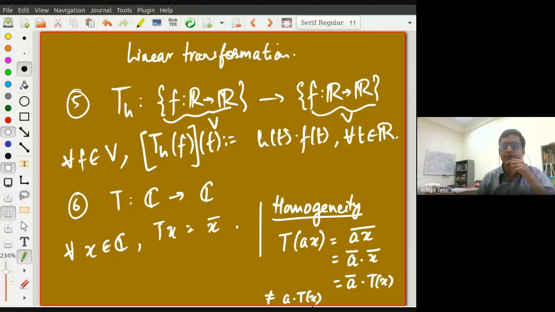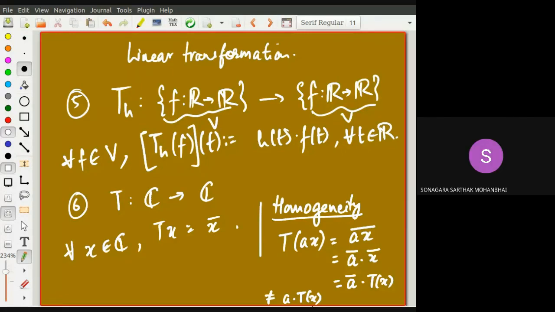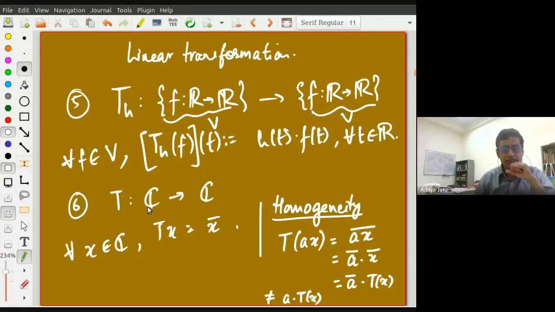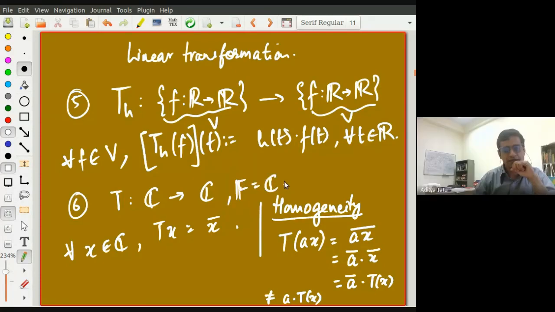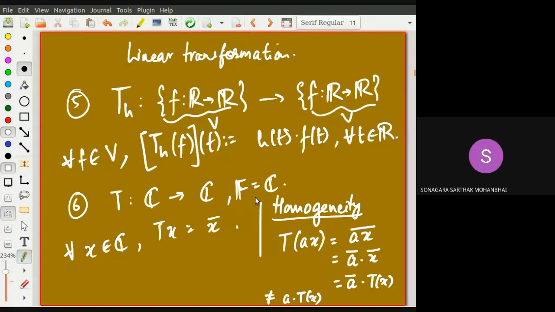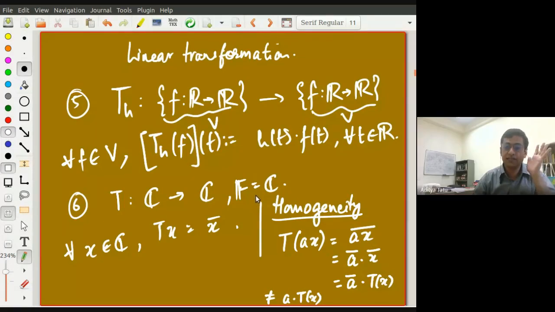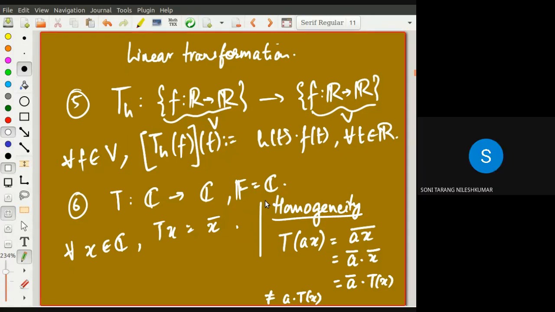Is that all right? Sir, here don't we have to define the field? So the field is C, right? That's what I said. So both are vector spaces over C. If the field is R, then this is true, then yes, it is linear. But that is why I said, please remember here the field is C. So this is just to show the importance of the field, right? Clear? Yes.